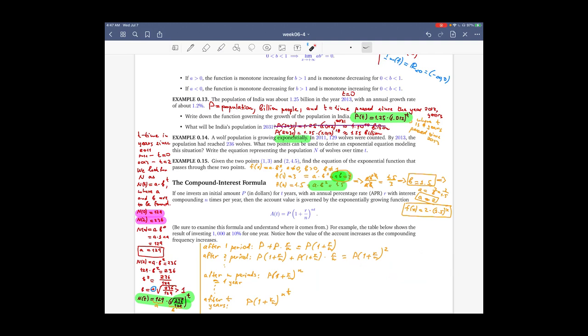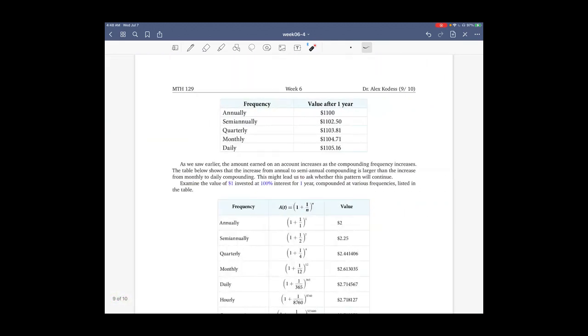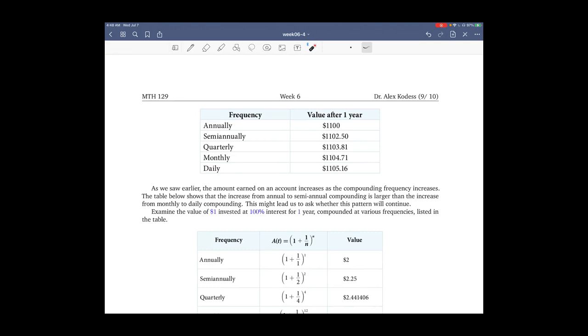Let's consider a simple example to answer this question. Let's say we invest $1,000 with an interest rate of 10%, but we don't yet determine how often we compound it. Let's see what's going to happen. Let's say we compound annually. Well, if we compound annually and invest for 1 year, we're going to earn 1,000 plus 1,000 times 10%. And of course, that's $1,100.